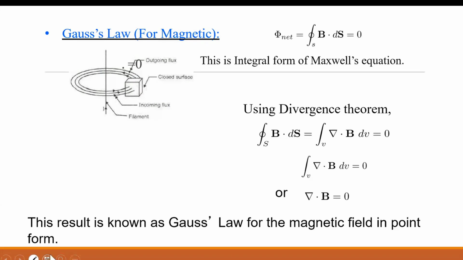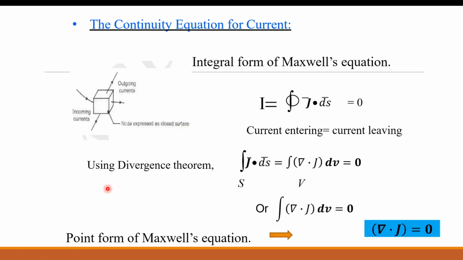the last equation we are left with is the continuity equation of the current. Okay, so here I is related to j, and what is the point form of that, we are going to see. This is also known as the continuity equation of current. Later on we are going to see that equation in more detail.